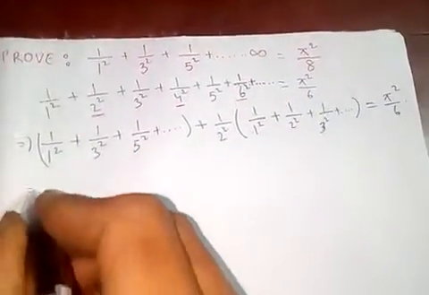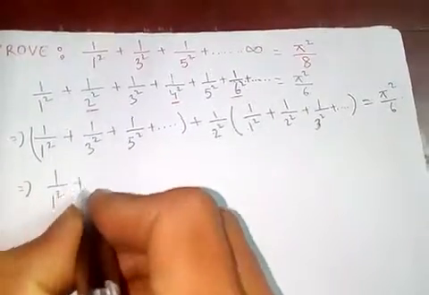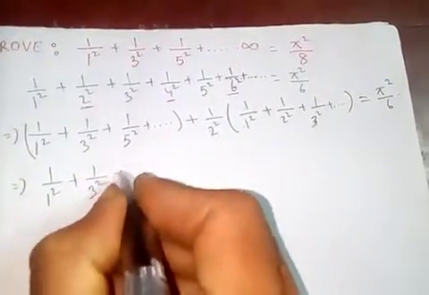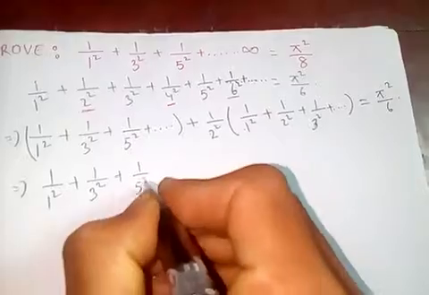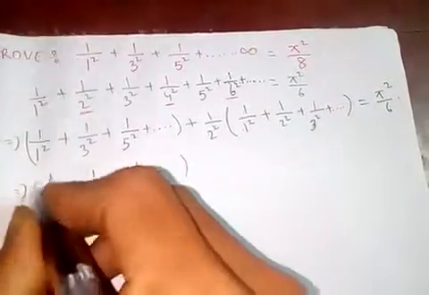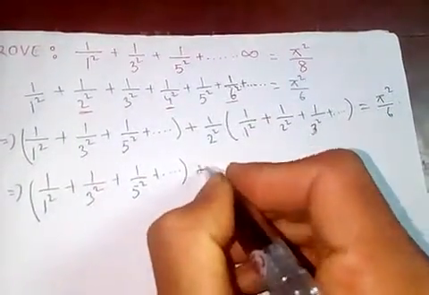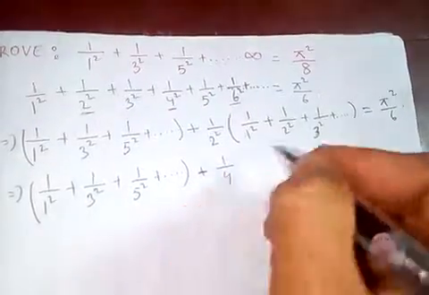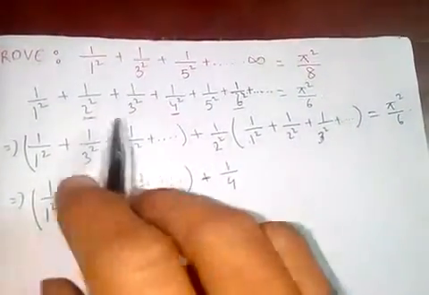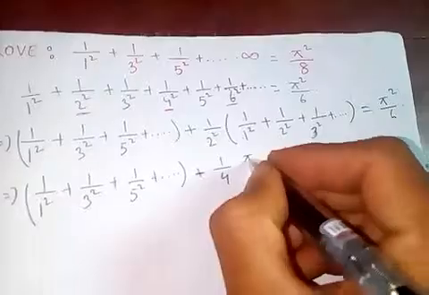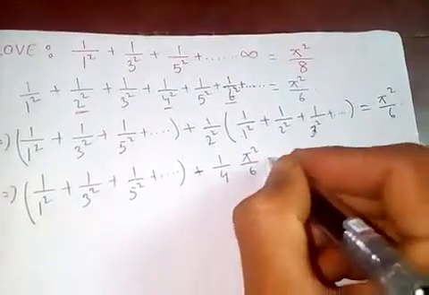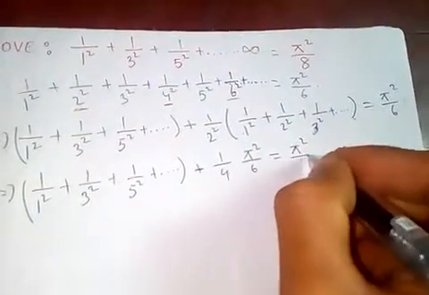And now 1 over 1 squared plus 1 over 3 squared plus 1 over 5 squared plus and so on, plus this I can write as 1 over 4. And this is again same as this one, which is pi squared over 6, equal to pi squared over 6.